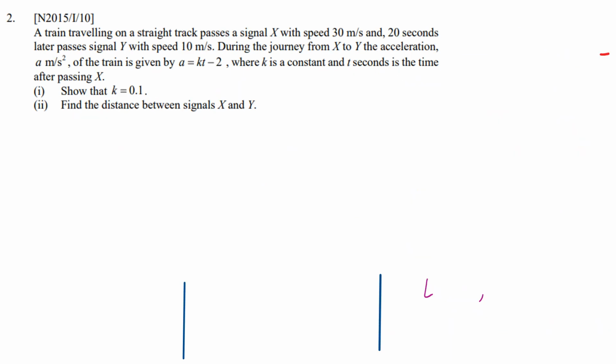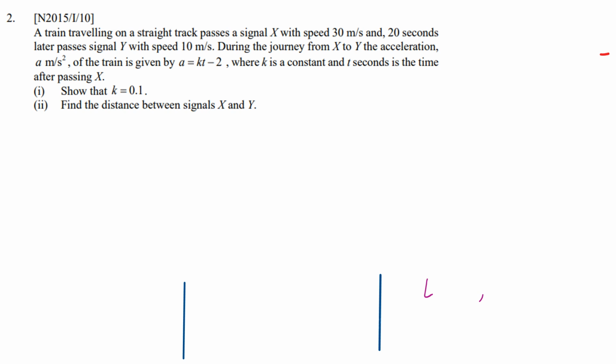The next question involves a train, and this particular train travels on a straight track. It passes two signals, signal X with speed 30 meters per second, and then 20 seconds later passes signal Y, this time having speed 10 meters per second. During the journey from X to Y, the acceleration is given to be a equals kt minus 2, where k is a constant and t seconds is the time after passing X. There are two parts. Part 1 is to show that k equals 0.1, and part 2 is to find the distance between signals X and Y.